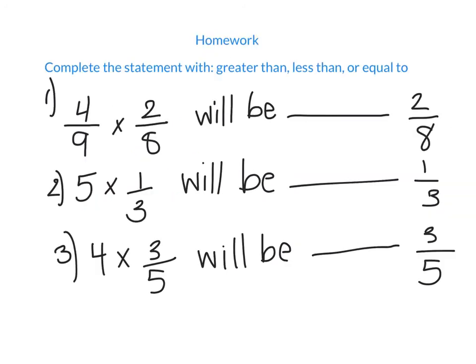Alright, grab your notebook paper. Here is your homework. You're going to complete the statement with greater than, less than, or equal to. So like 4/9 times 2/8 will be, and you're going to fill in greater than, less than, or equal to 2/8. That's how you're going to do that. Make sure you pause your screen so that you can complete this and bring it in tomorrow.